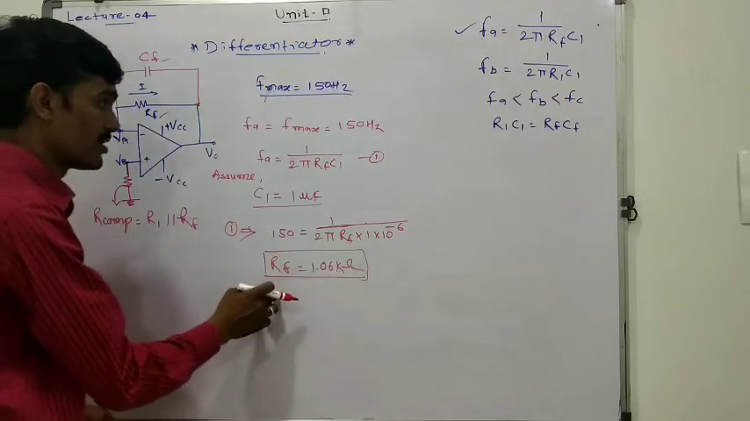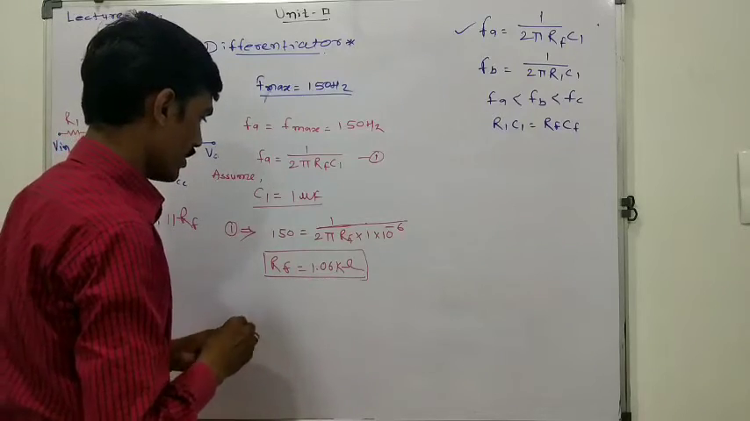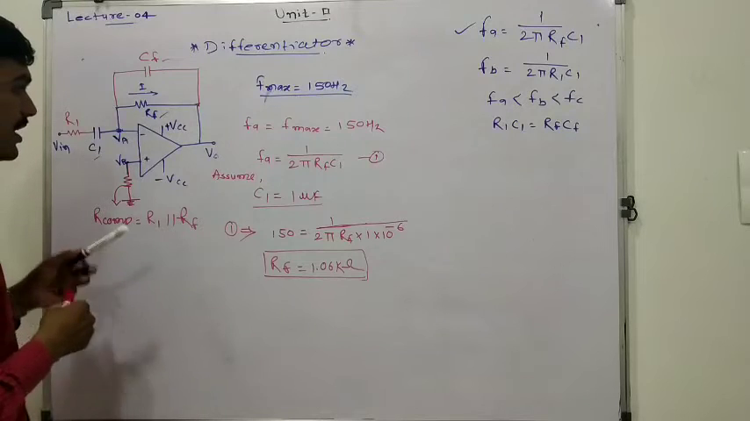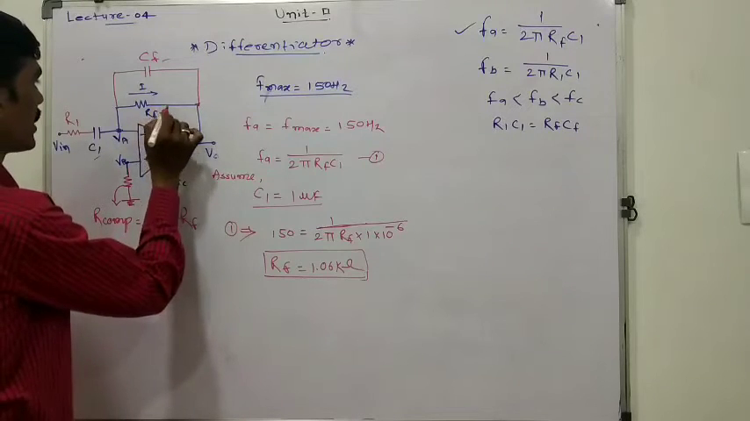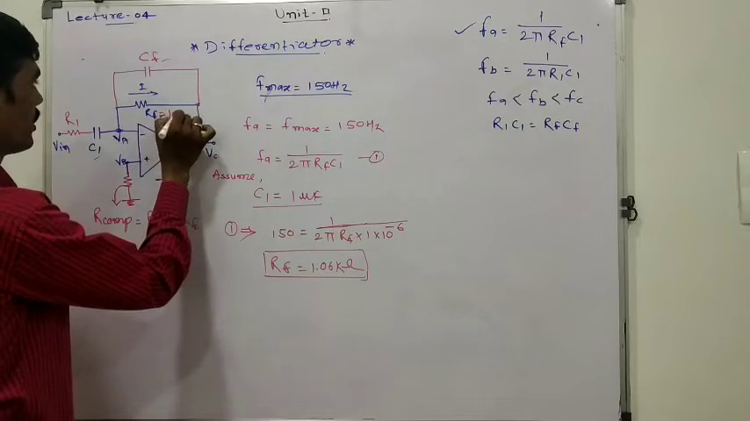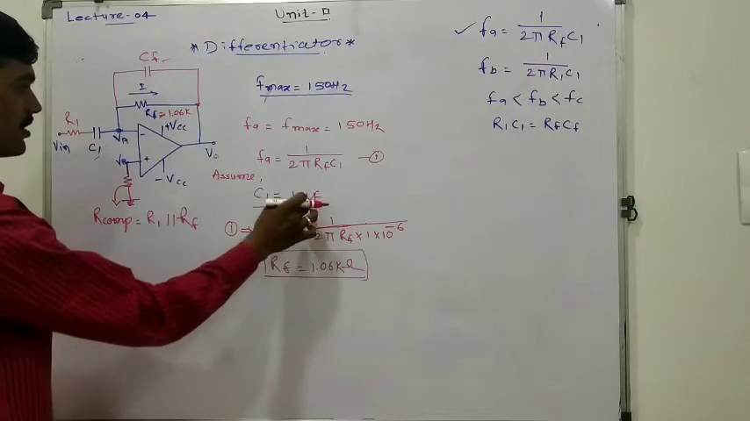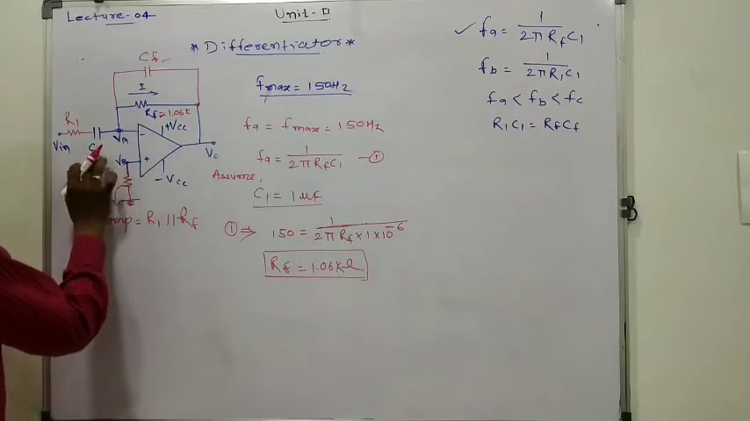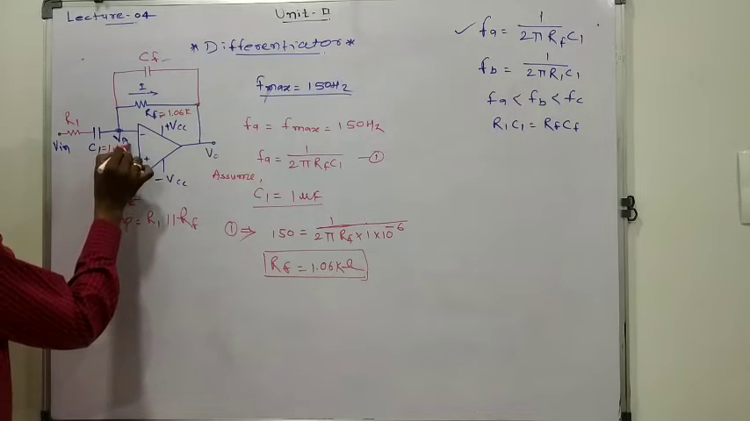So from this we get two values. The first value is RF. What is the RF value? RF is nothing but 1.06 kilo ohm, so we can write down here 1.06K. And what is the value of C1? C1 is nothing but 1 microfarad.